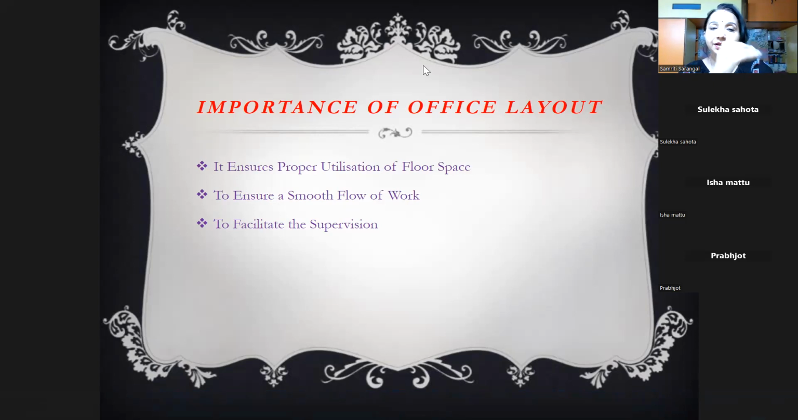The same way, the office layout will let you know that our godown is on the basement, on the first floor we are having this office, on the second floor we are having this particular department, and accordingly the proper supervision can be done.